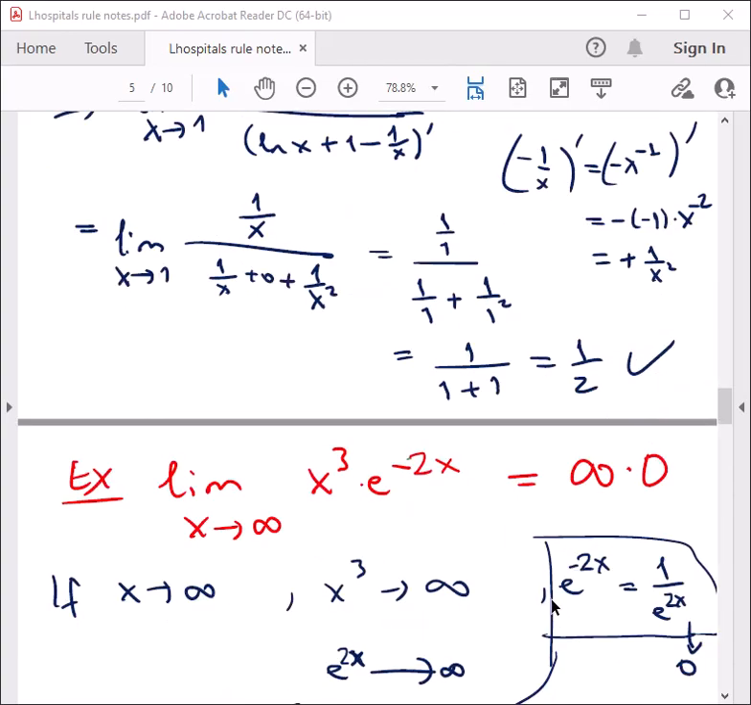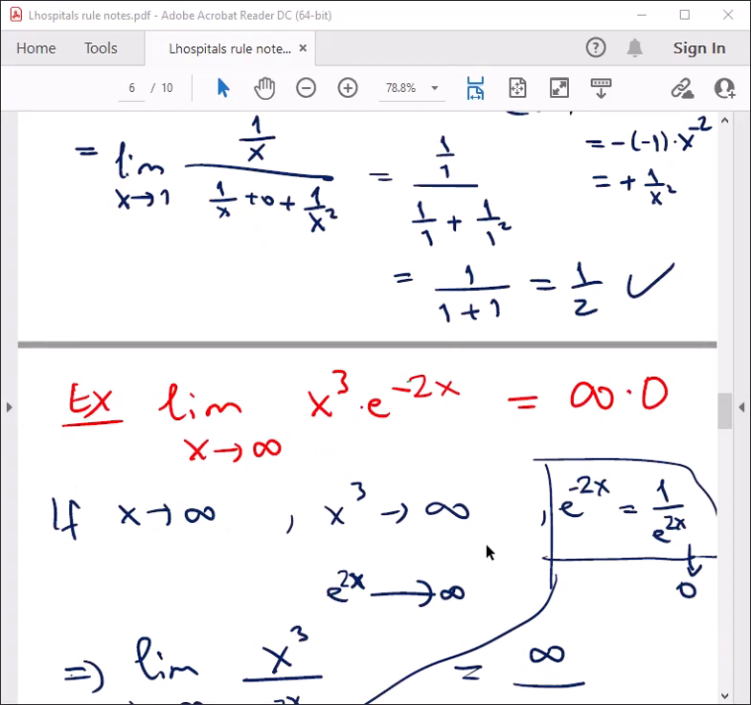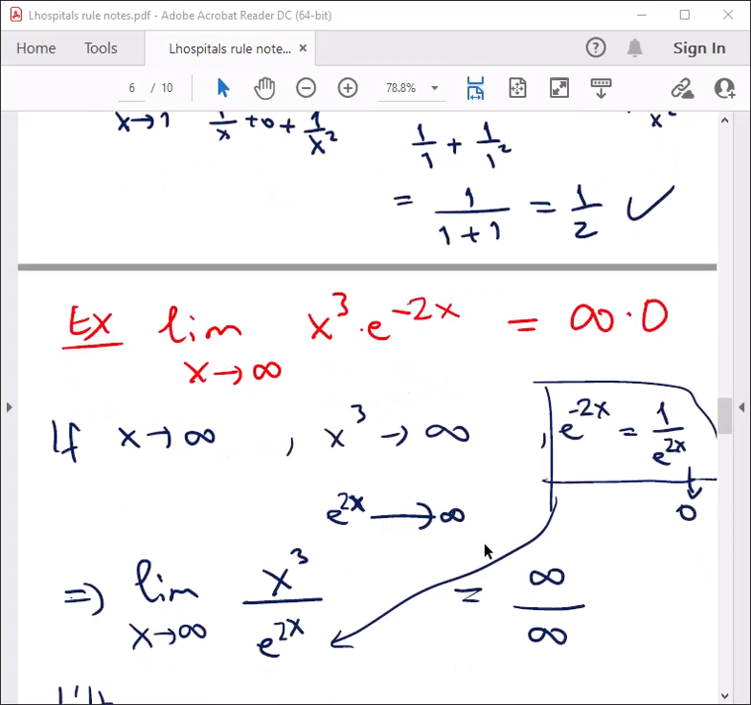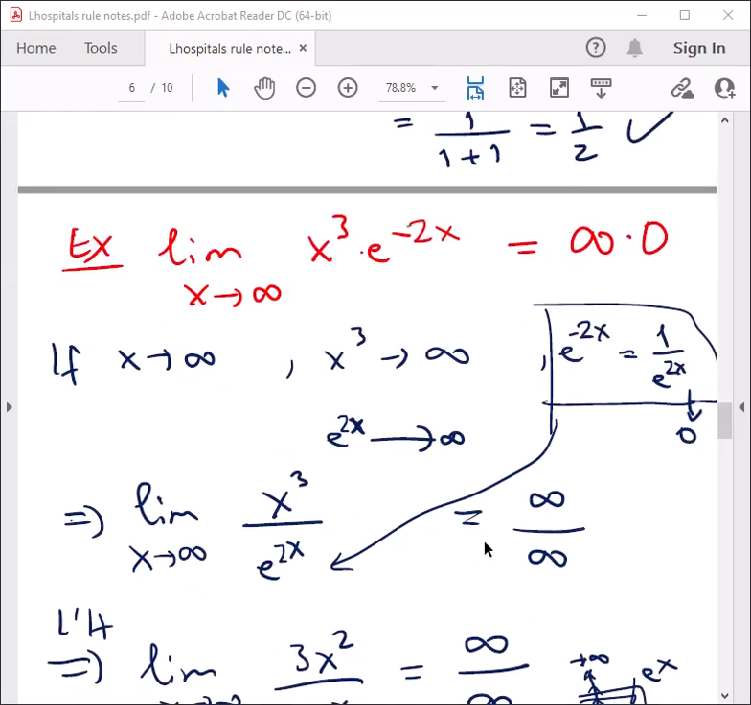Okay? Now, let's see an example with the indeterminate form, infinity times 0. When x goes to infinity, x cubed will go to infinity, but e to the minus 2x is actually 1 over e to the 2x. When x gets very large, e to the 2x will get very large, so we have 1 over something very large, which will go to 0. So, that's infinity times 0.